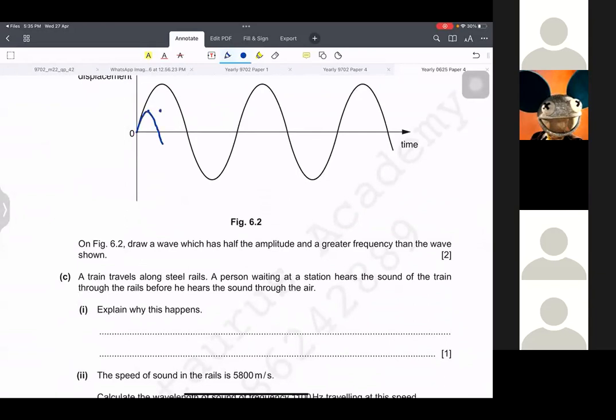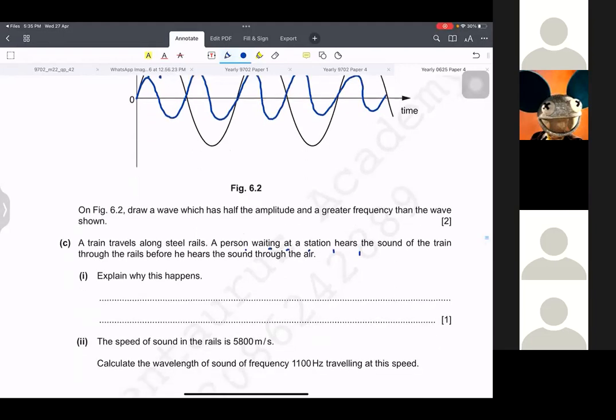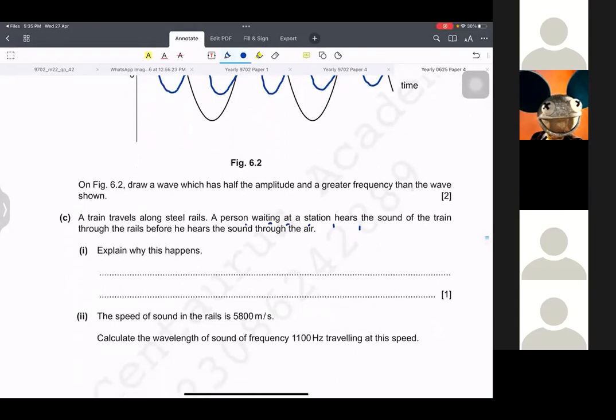Greater frequency would mean that we can make two waves instead of one, right? And shorter size, like this. Okay. A train travels along steel rails. A person waiting at the train station hears the sound of the train through the rails before he hears the sound through the air. Explain why this happens.